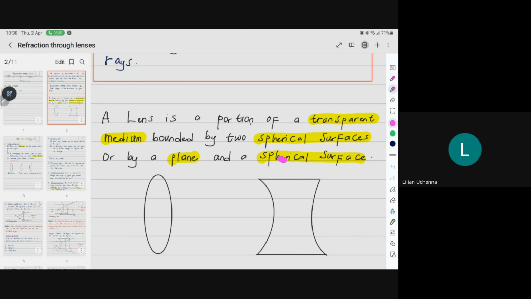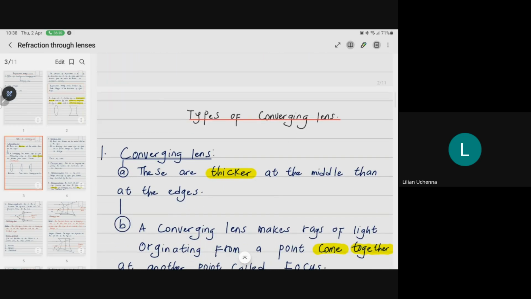Two spherical surfaces, or by a plane and a spherical surface. So it can be bounded by a spherical surface just like the one we have here, or it can be bounded by a plane. This is the plane, right? And a spherical surface, just like you can see right here. So these are the two cases you can have. Does that make sense? Later, you're going to understand why these things differ the way they do, based on what actually guides them. But the key point here is that it should be a transparent medium. All right, so let's keep moving.